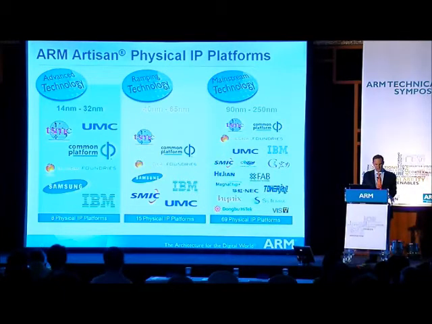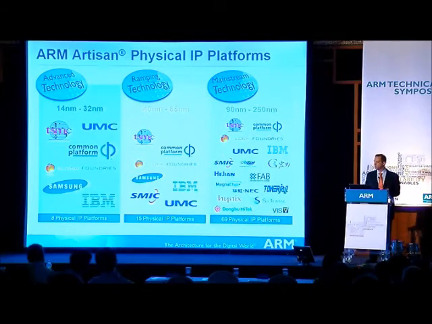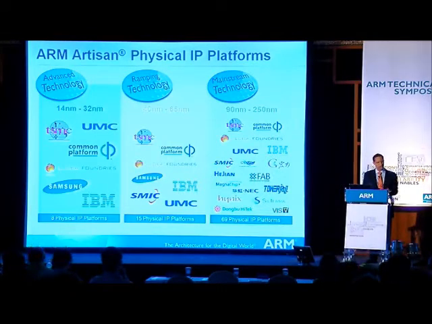Finally, on the right side, we have the mainstream platforms, which is 90 nanometer through 250 nanometer, with 69 mainstream platforms so far. These span a broad range of platforms from general purpose to specialty processes, things like high voltage, ultra low leakage, embedded flash, or other specialty capabilities. So no matter what your application in this sector, there's probably a process and an ARM Artisan Physical IP platform to satisfy your needs. What's exciting about these product lines is that many of these platforms are sponsored by the foundry and are available for your use for free with no license fee.